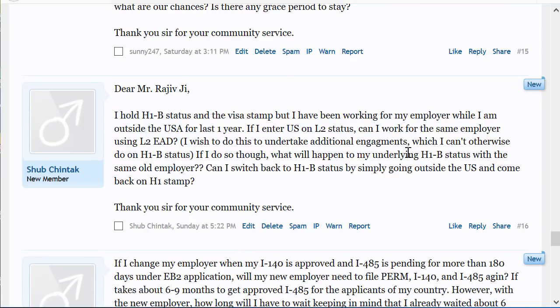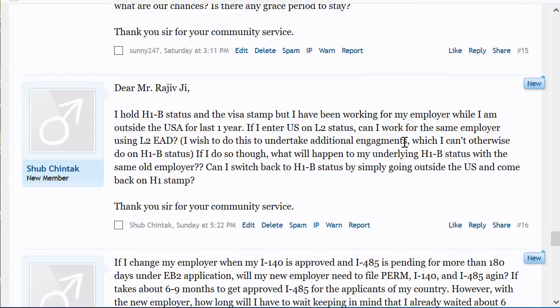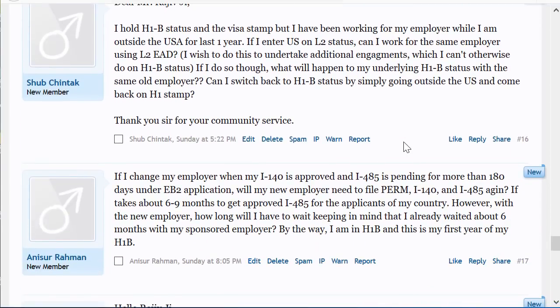I hold H-1B and the visa stamp, but I've been working for my employer while I'm outside the USA for the last 1 year. If I enter the USA on L2, can I work for the same employer using L2 EAD? Oh, absolutely, because L2 EAD will allow you to work, no problem. What will happen to my underlying H-1B status? You can switch back to H-1B by simply going outside the USA and coming back with an H-1B stamp. Exactly. Or you can apply for change of status within the USA from L2 to H-1B. You can do either one of those things.